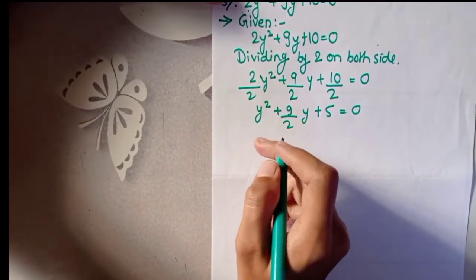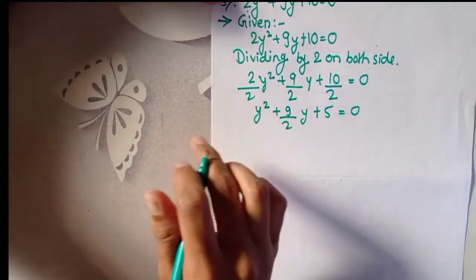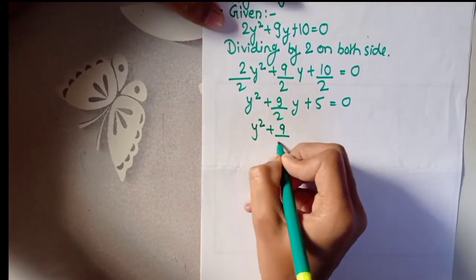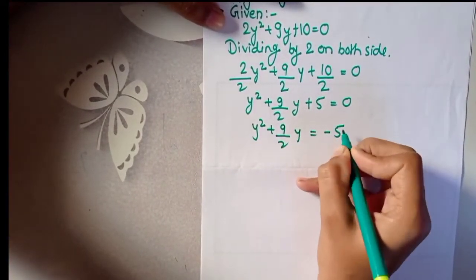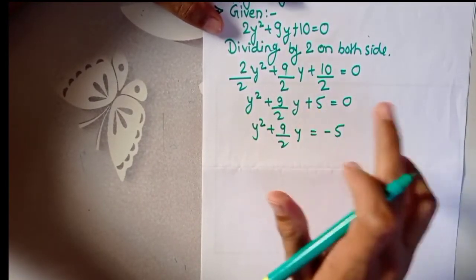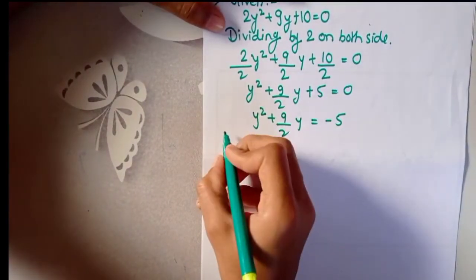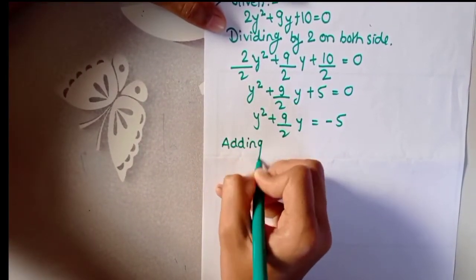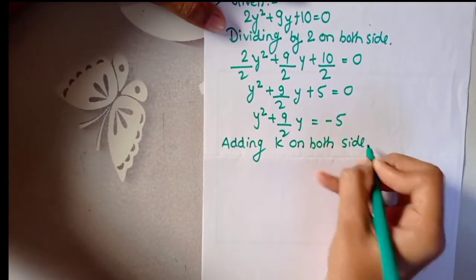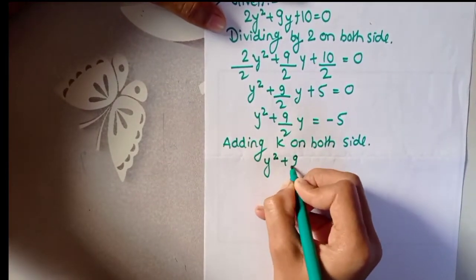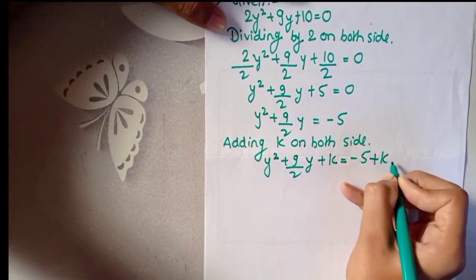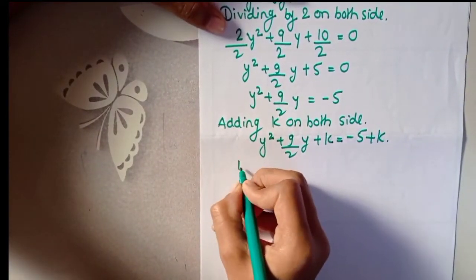Now, following the steps that have been discussed earlier, we will solve: y square plus 9 by 2 y is equal to minus 5. I have told you that the third term, the constant, we have to keep on the RHS. Now, as the next step, adding k on both sides: y square plus 9 by 2 y plus k is equal to minus 5 plus k. Finding the value of k, what is the formula?